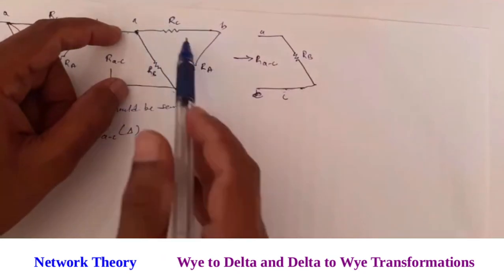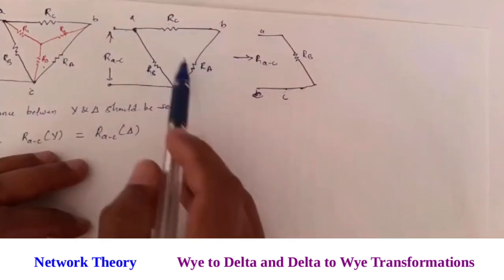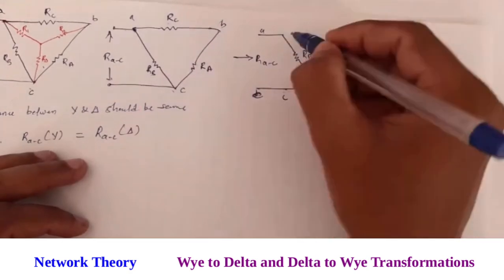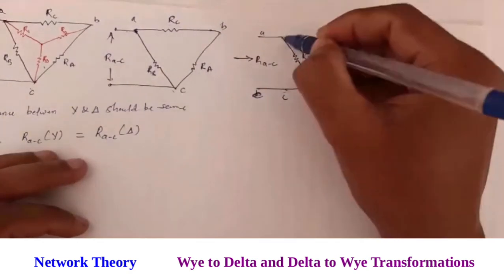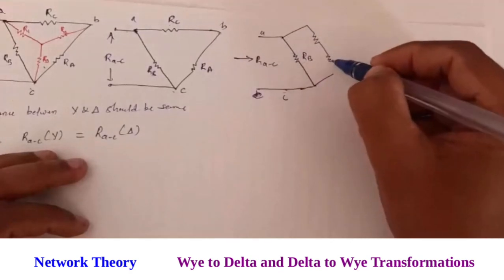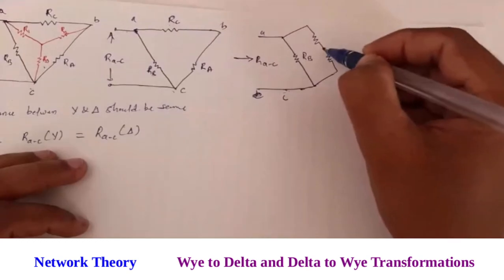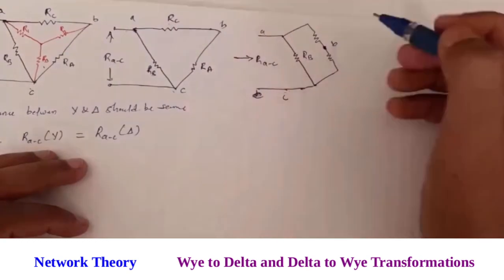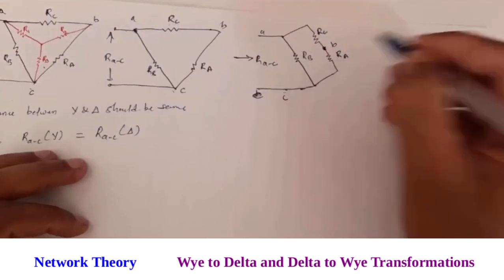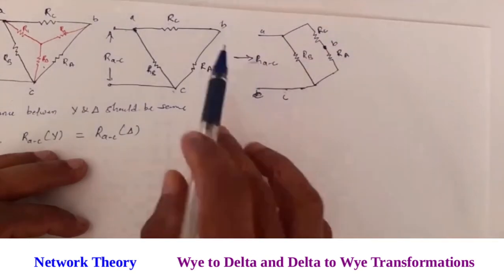Means I can consider RA and RC as series elements. Okay, in that case, I'll redraw this, something like this. This will be RC and this will be RA, and this is your B. So this is RC, this is RA. Same network, I have redrawn it.